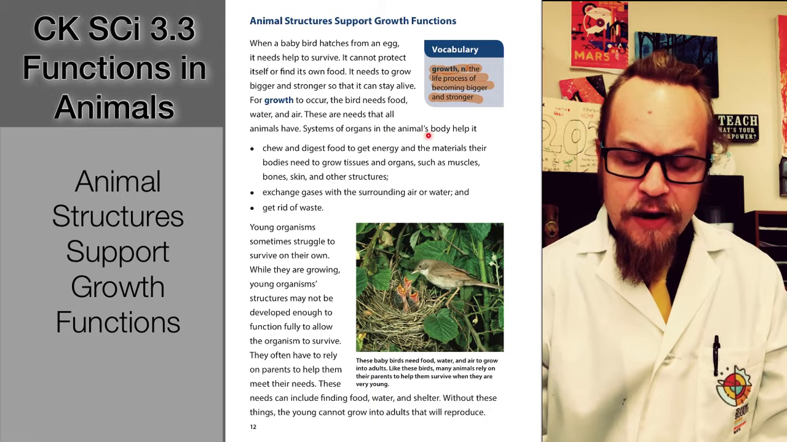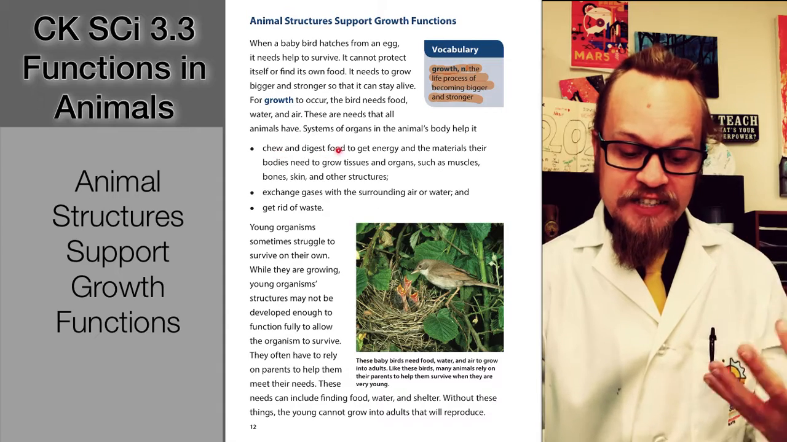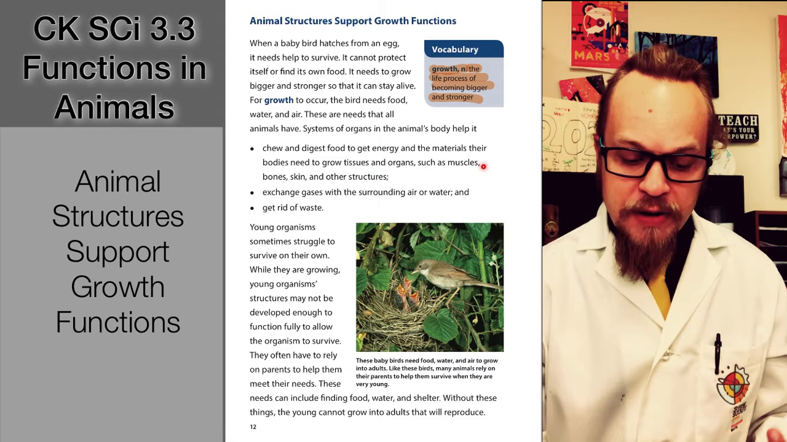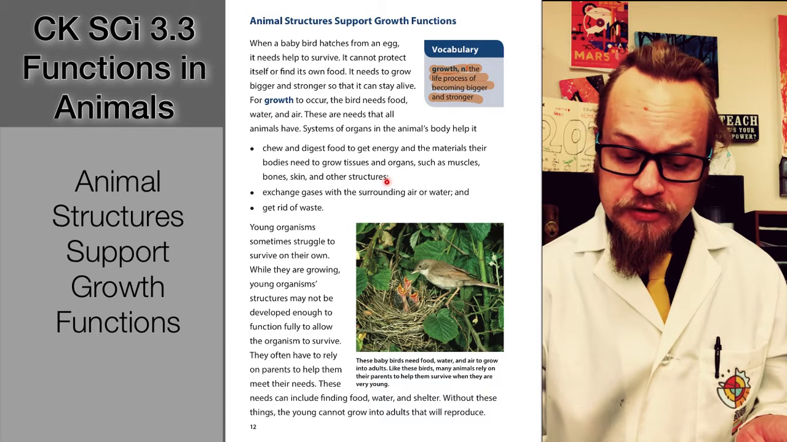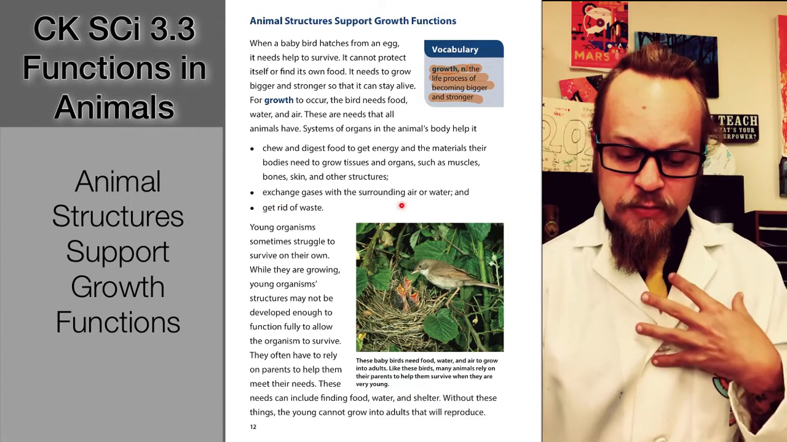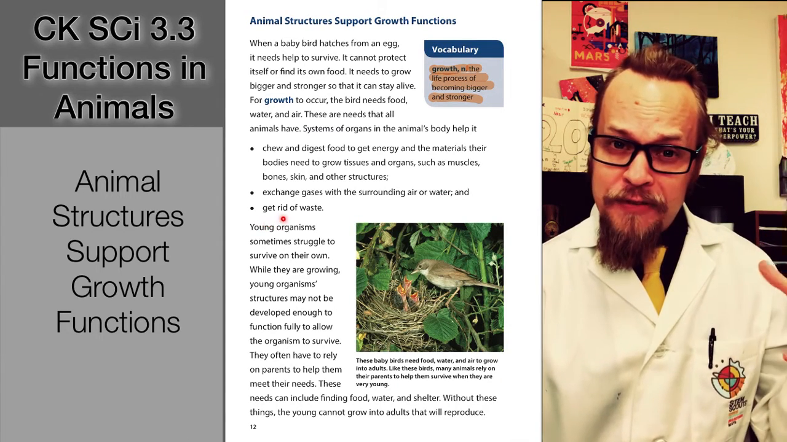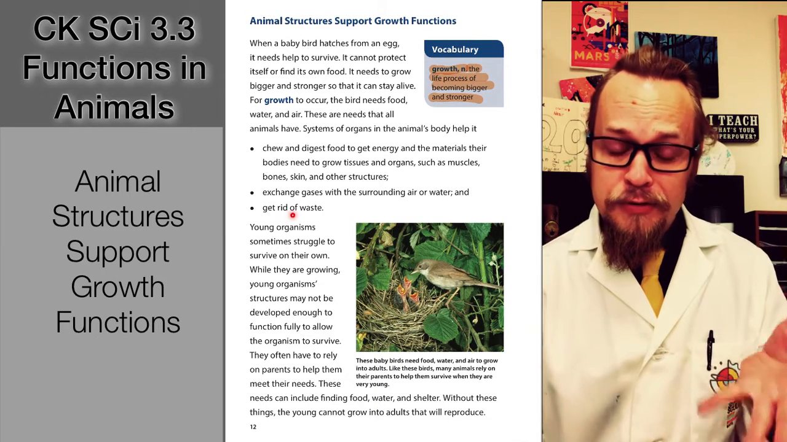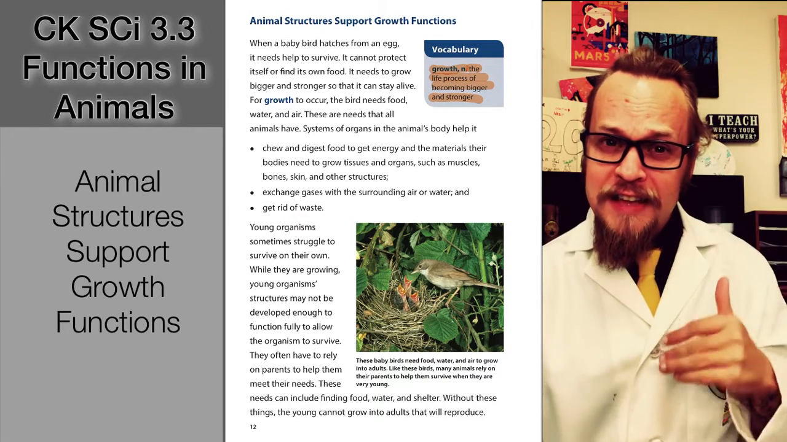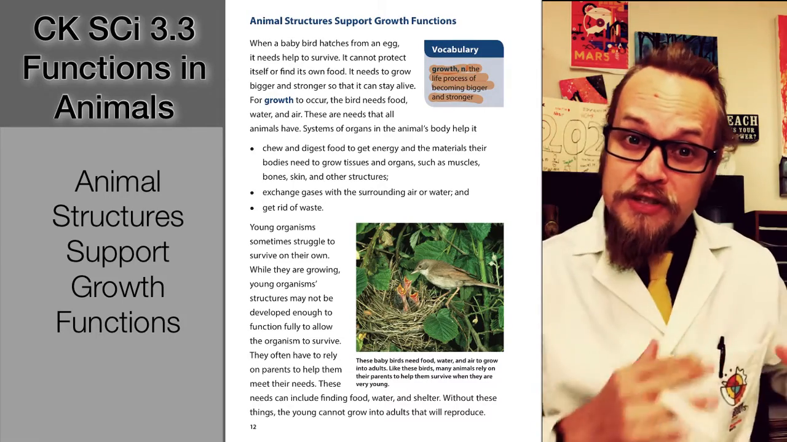Systems of organs in the animal's body help it. We have our digestive system, with which we chew and digest food to get energy and the materials that our bodies need to grow tissues and organs such as muscles, bones, skin, and other structures. We have our respiratory system, which exchanges gases with the surrounding air or water. And we have the latter half of the digestive system, the gastrointestinal system, which helps us to get rid of waste, whether we're sitting at the top of the castle making poo water in that moat, or we're going to a toilet and bathroom to dispose of our waste.